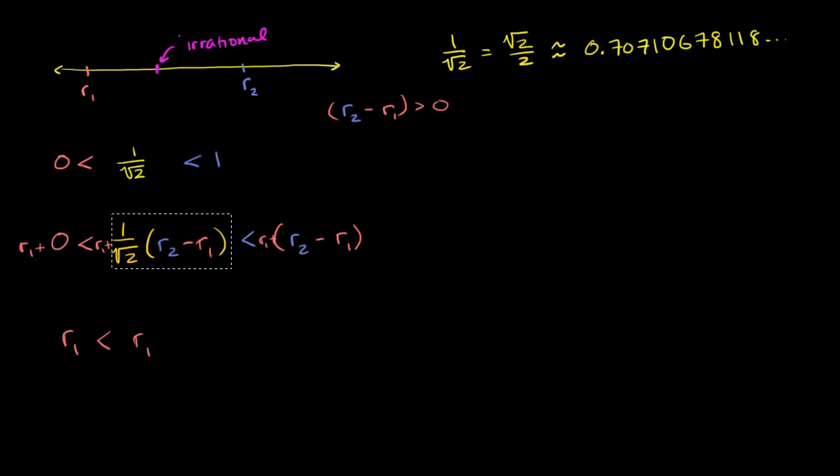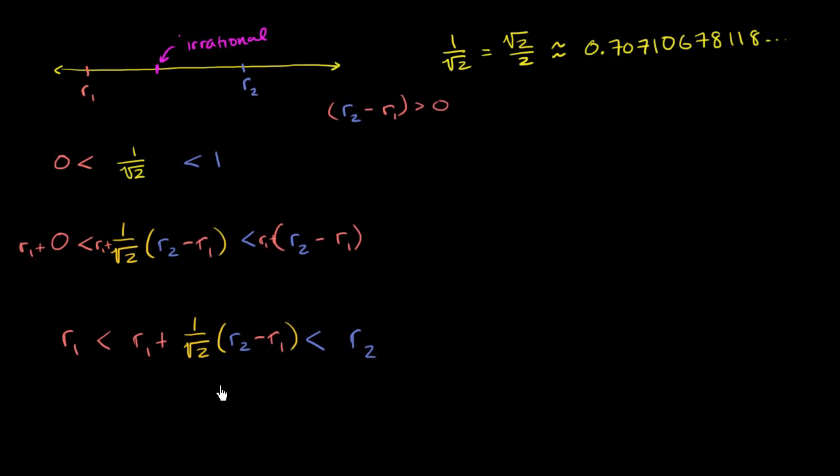So copy and paste that. R1 plus this, plus that, is less than, a different shade of blue, is less than. Well, what's R1 plus R2 minus R1? Well, that's just going to be R2.